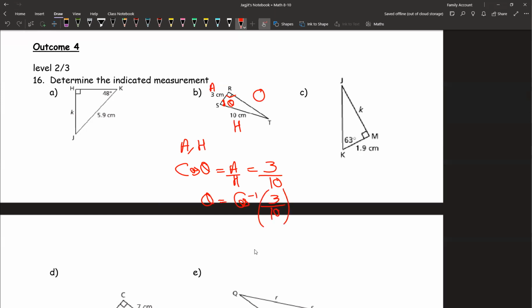Make sure you put brackets. So second cos or shift cos, depending on which calculator you have, and you should be able to get your answer. Make sure your calculator is in degree mode, not radian mode.